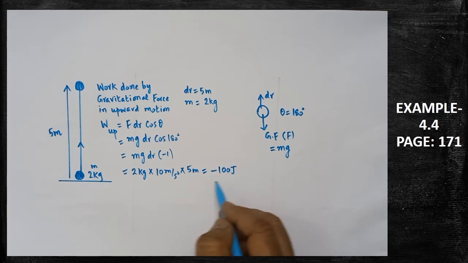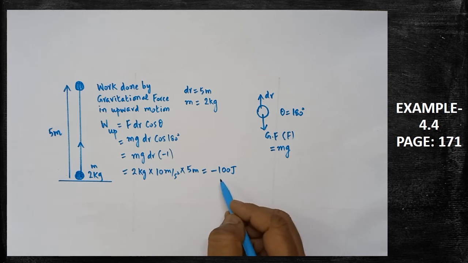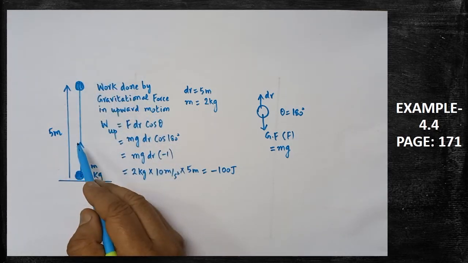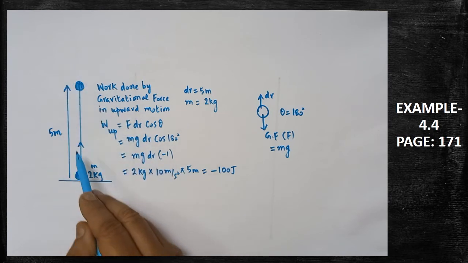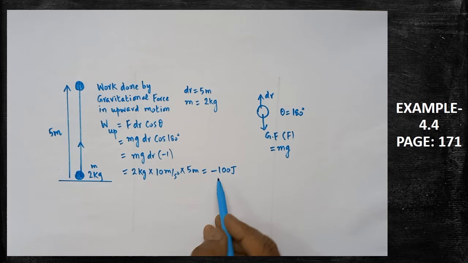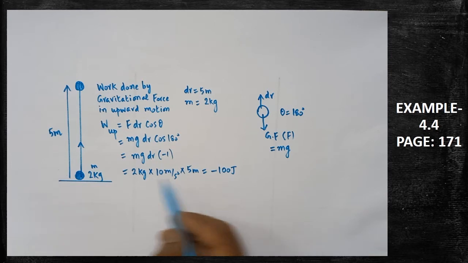Are you clear? Minus 100 joules shows that the gravitational force does negative work. The object moves in the upward direction, and gravity acts against the upward motion of the object. It is not allowing the body to go up. It shows that the gravitational force is doing negative work.